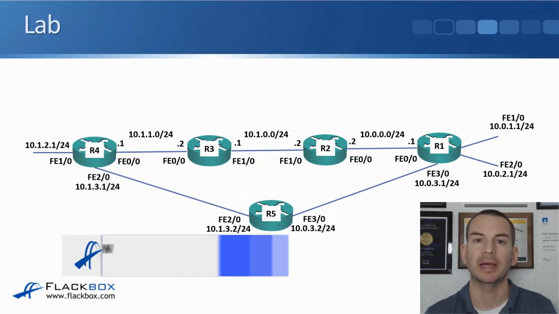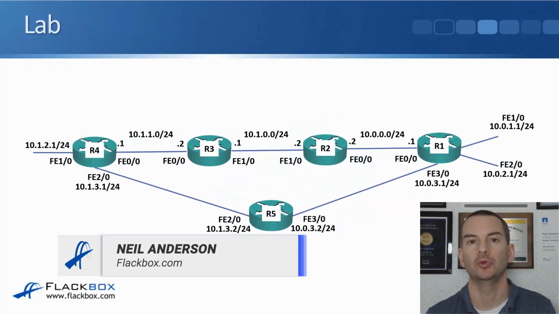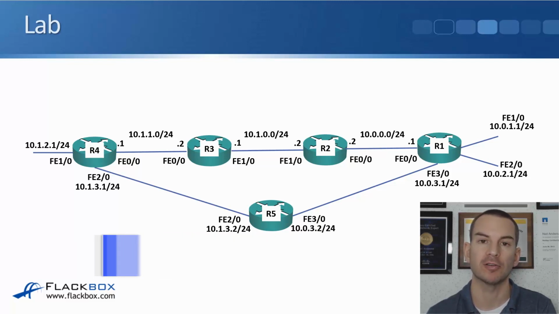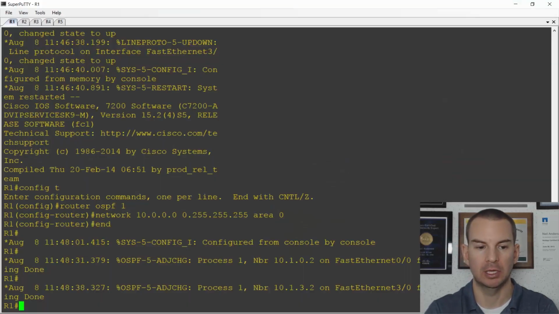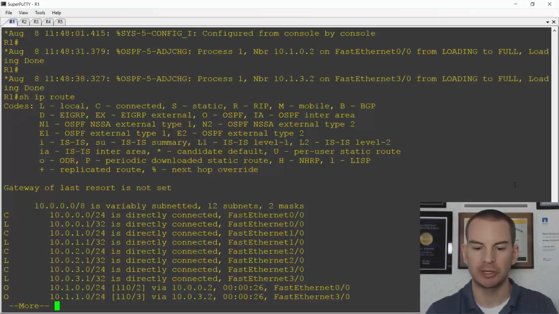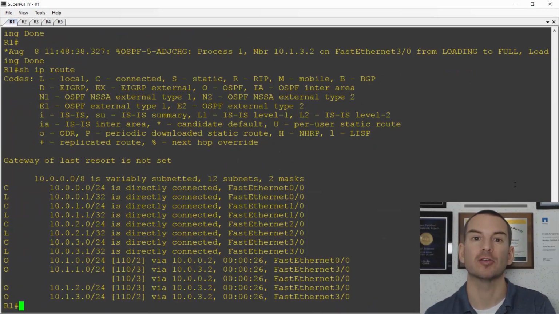In this lecture, I'm going to show you how to manipulate the OSPF metric, which is the cost, in the lab. We've got our usual lab setup of routers R1 to R5. All their interfaces are in networks beginning with 10. And if we have a look at the configuration, I'll do a show ip route on R1. You can see that I've already got OSPF configured on all of my routers.